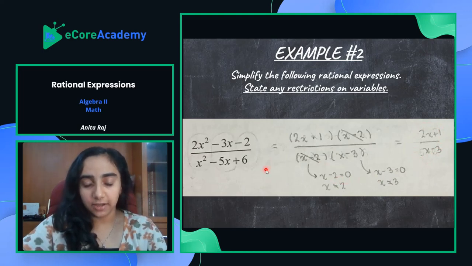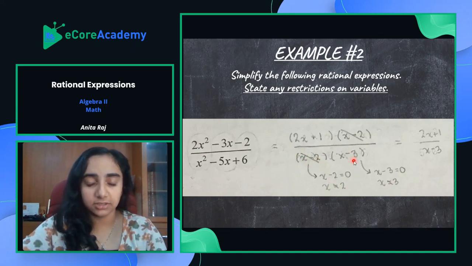If we're trying to look at restrictions on variables, we're going to focus on the denominator again. In this case, we're going to set this whole expression x minus 2 equal to 0 and solve for x. So x would be equal to 2. In this case, we want to say x cannot be equal to 2 because if x is equal to 2 here, if we plug 2 in, that's 2 minus 2 is 0. 0 times x minus 3 is equal to 0.